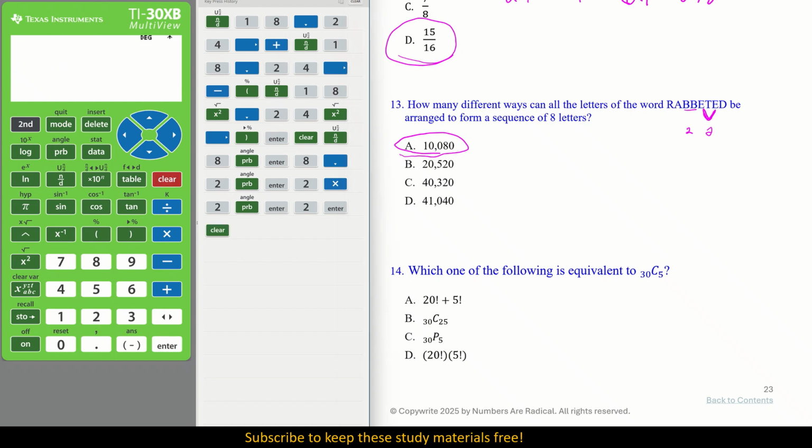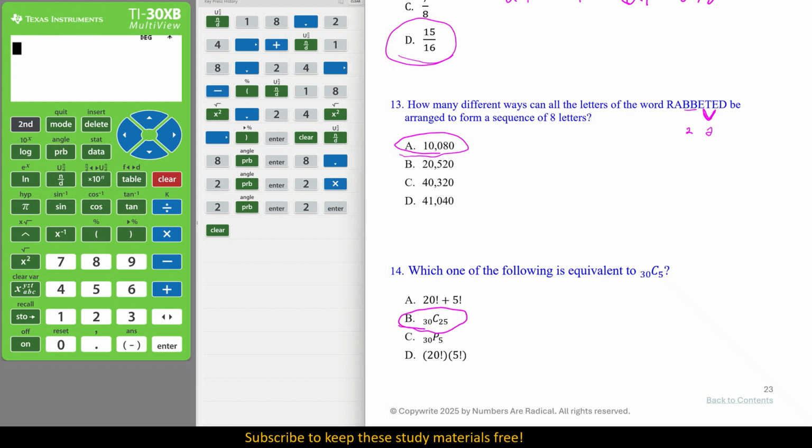Which one of the following is equivalent to a combination of 5 out of 30? Okay, 5 out of 30 combination. Well, you could put them all in, but I see it. It's B, okay? Because I know my properties. Not something we talk about a lot in college math classes or even high school. However, you need to know these things.